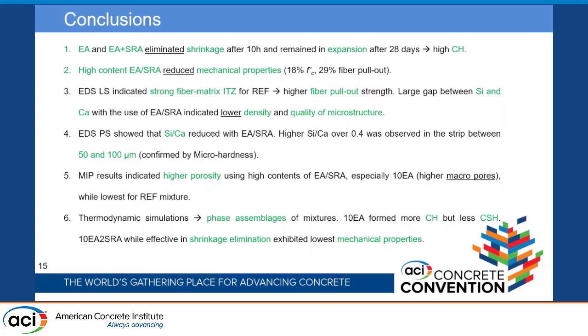MIP results indicated higher porosity using shrinkage mitigating materials due to the formation of pores and micropores, and lowest porosity for the reference mixture. Thermodynamic simulation and phase assemblage indicated the high formation of portlandite and low C-S-H for the EA mixtures, and although they worked very well in shrinkage elimination, they exhibited low mechanical properties.